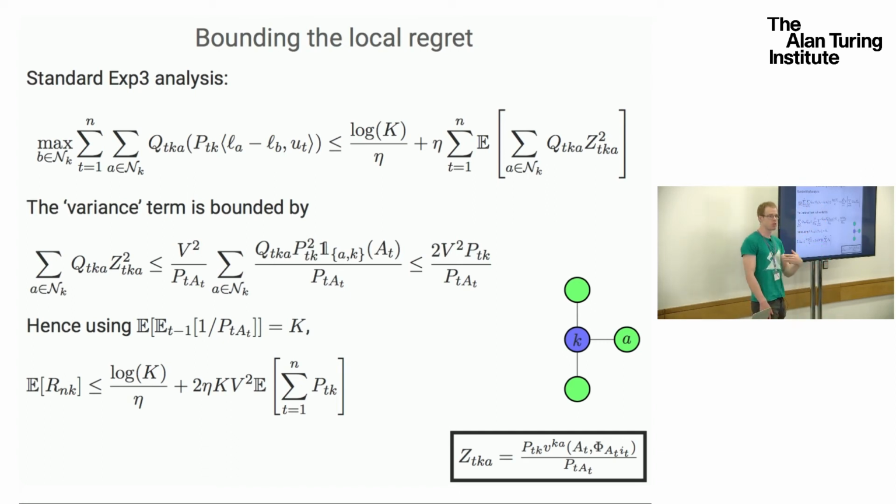And the first thing that we do is we get this v squared. We bring that to the front straight away. So again, we're using the fact that the norm of the v's is bounded by v. But now we're using the local observability, which says, well, the VAB, our estimator function, is only going to be non-zero if we're choosing either action A or action K. Those are the only two choices.